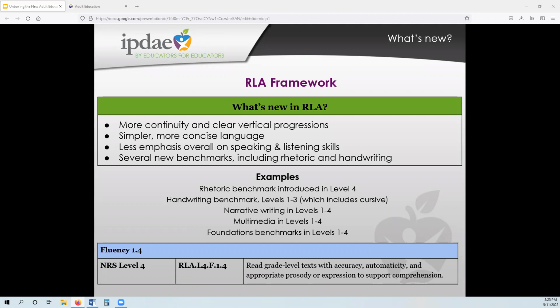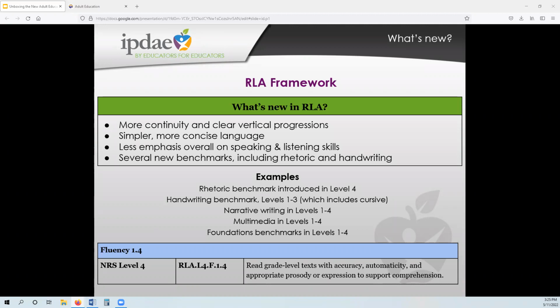And then there are a few new benchmarks, not a lot, but a few, and I'll call out a couple of them so you know to keep an eye out when you dig into the standards framework. The first one I want to call out is rhetoric. Rhetoric is introduced earlier intentionally in the K-12 framework, based on the stated importance of giving students an opportunity to develop their reasoning and their understanding of argumentative language skills better. And there's also an element there around civic literacy and being able to navigate civics texts.